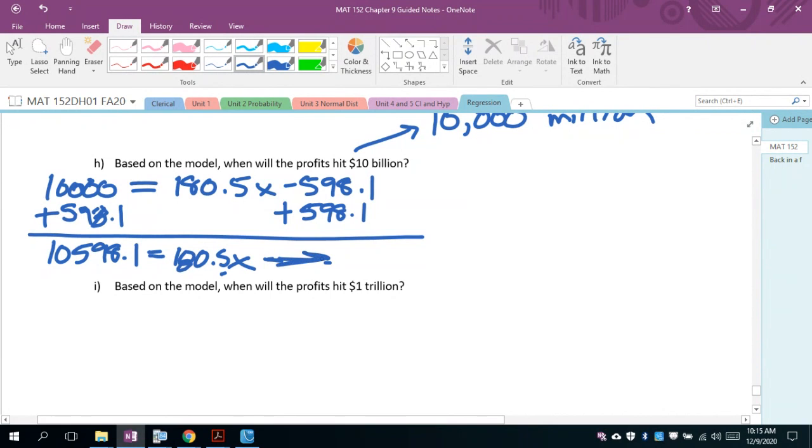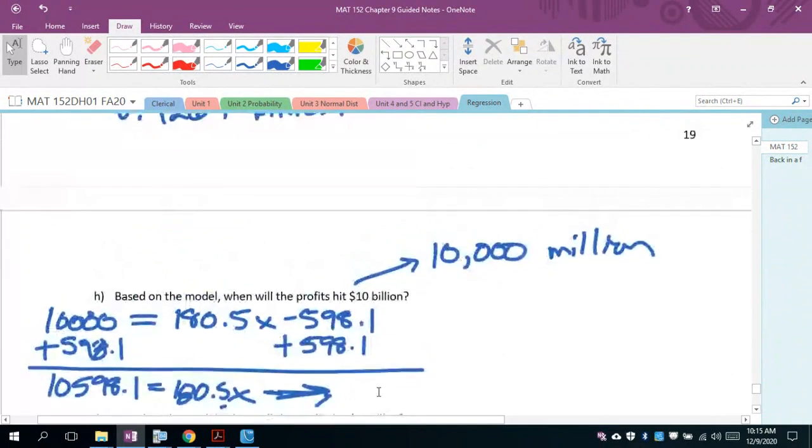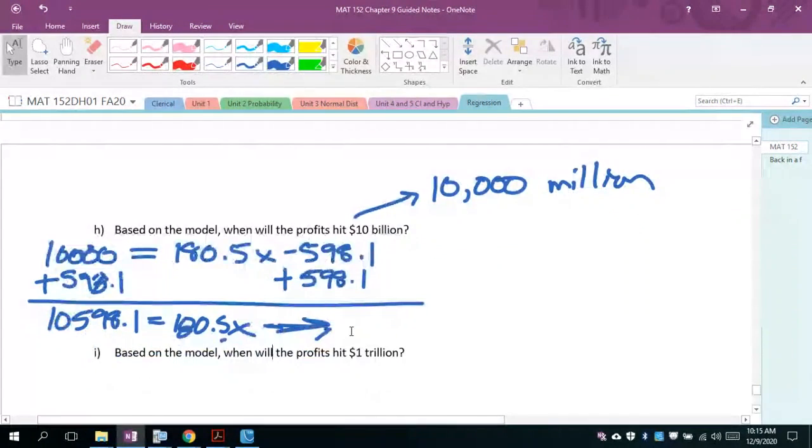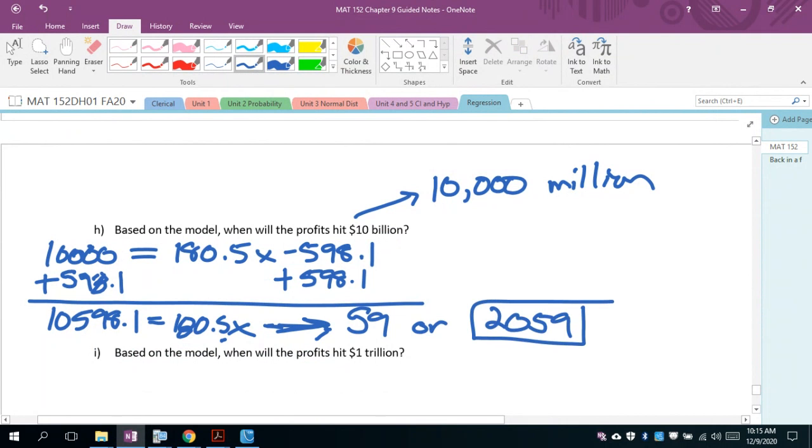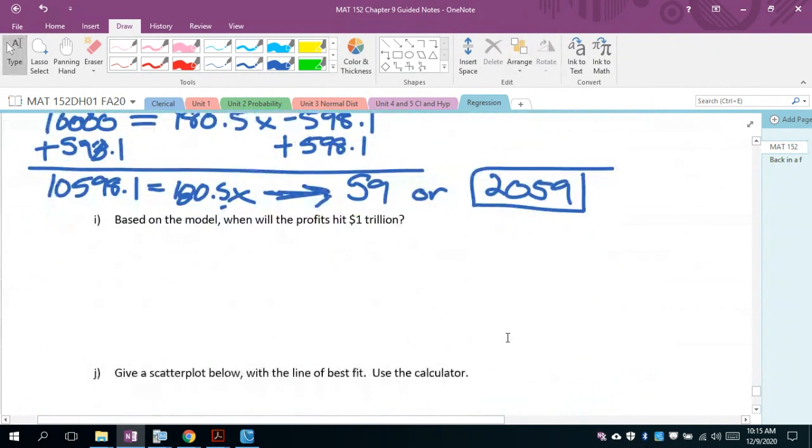Divided by 180.5. That would be the year 58, or basically rounding it to the nearest one, 59, or 2059. So in the year 2050, we had over $8 billion. So that's what we get there.